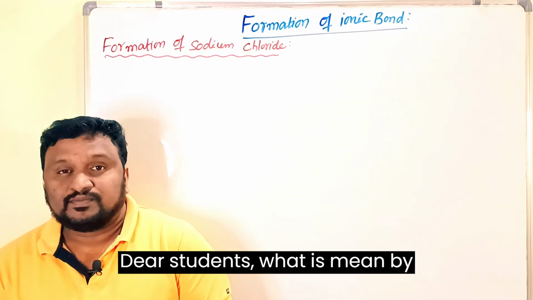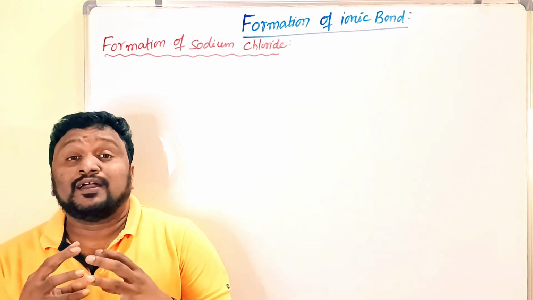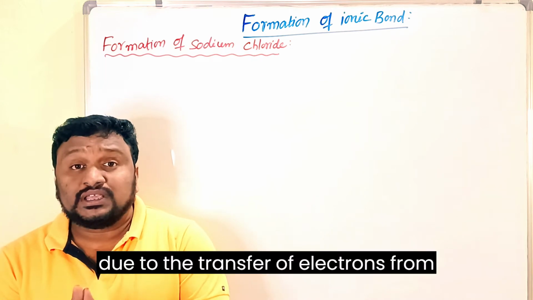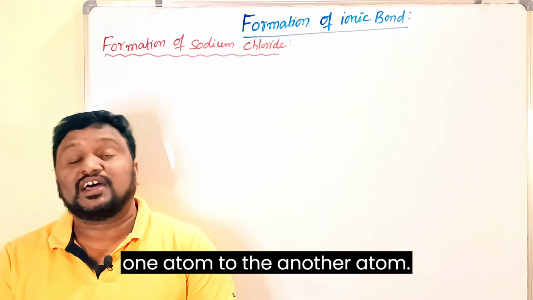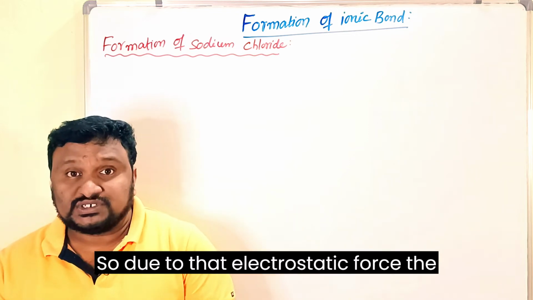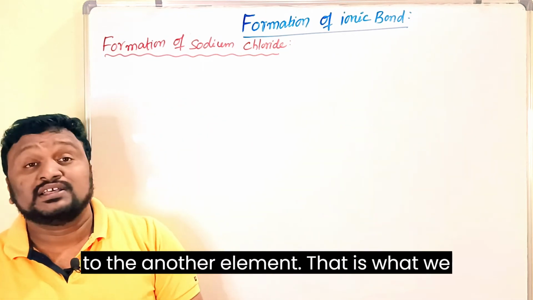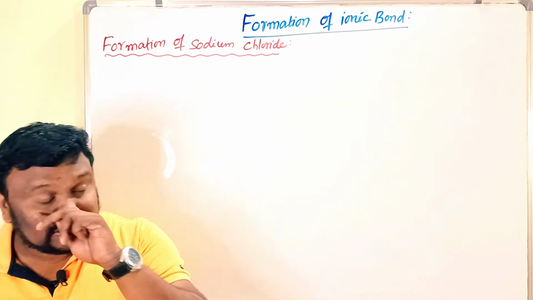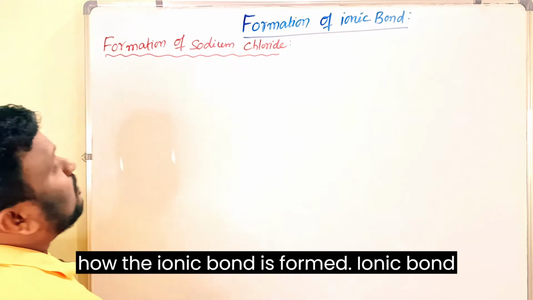Dear students, what is meant by ionic bond? An ionic bond is formed between two atoms due to the transfer of electrons from one atom to another atom. Due to the electrostatic force, the electrons transfer from one element to another element. That is what we call an ionic bond.